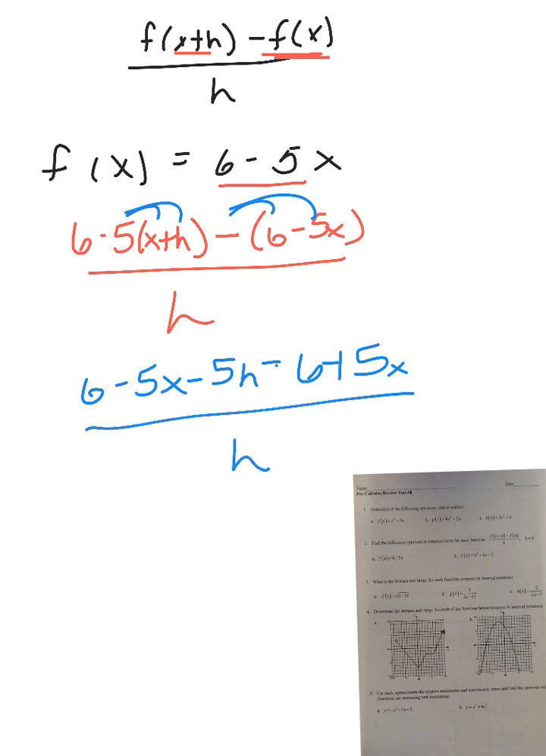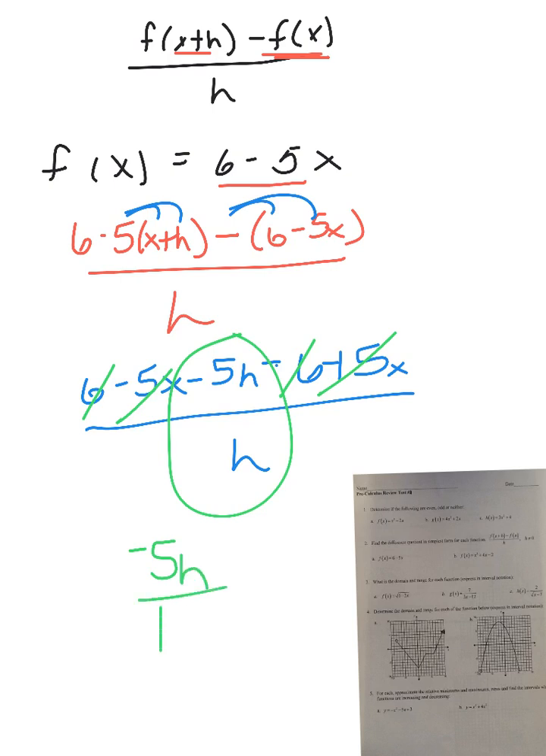Now let's simplify this, combine like terms. So 6 minus 6 is 0. Negative 5x plus 5x is 0. So I'm left with negative 5h over h. H and h reduce to 1 and 1. So my answer is negative 5. All right, let's try B.